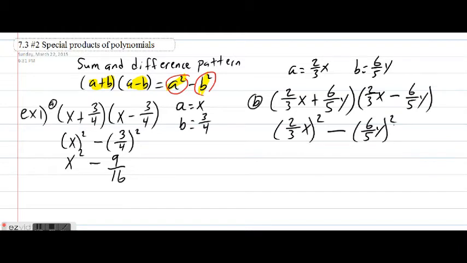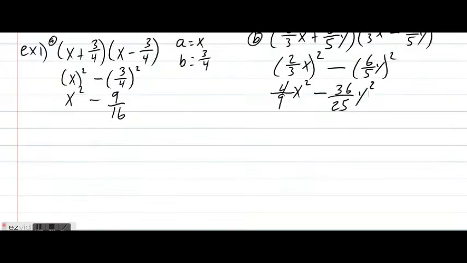Now you're going to square each individual thing. So 2 squared, 4, 3 squared, 9, and then x squared is just x squared. Minus 6 squared, 36, over 5 squared, 25, y squared, and you're done. Alright, so I'm hoping that's not too bad. I'm hoping you guys are getting more comfortable with this.